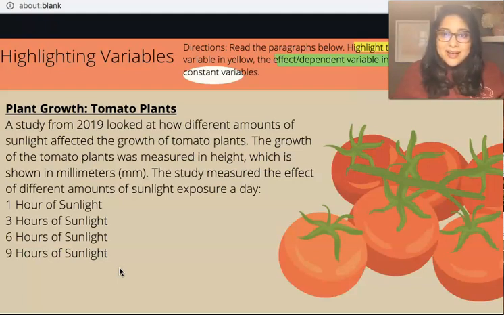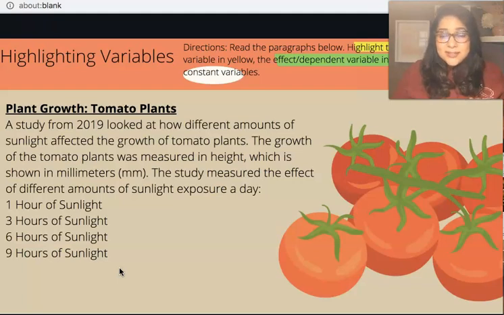So you're going to highlight the independent variable or the cause in yellow, and you're going to highlight the dependent variable or the effect in green. And if you are up for a challenge, go ahead and circle some constants if you can identify any. Okay, so I'm going to go ahead and read our plant growth tomato plants experiment.